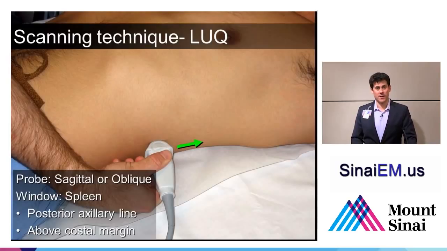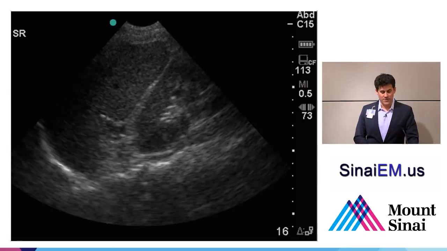So it's very posterior. In comparison to the right side, the left side is going to be a higher hand position, closer to the patient's head, and a more posterior hand position towards the back of the patient. And here we see the spleen on the left-hand side of the screen, towards the patient's head, towards the probe marker, and on the right side of the screen, we see the kidney.